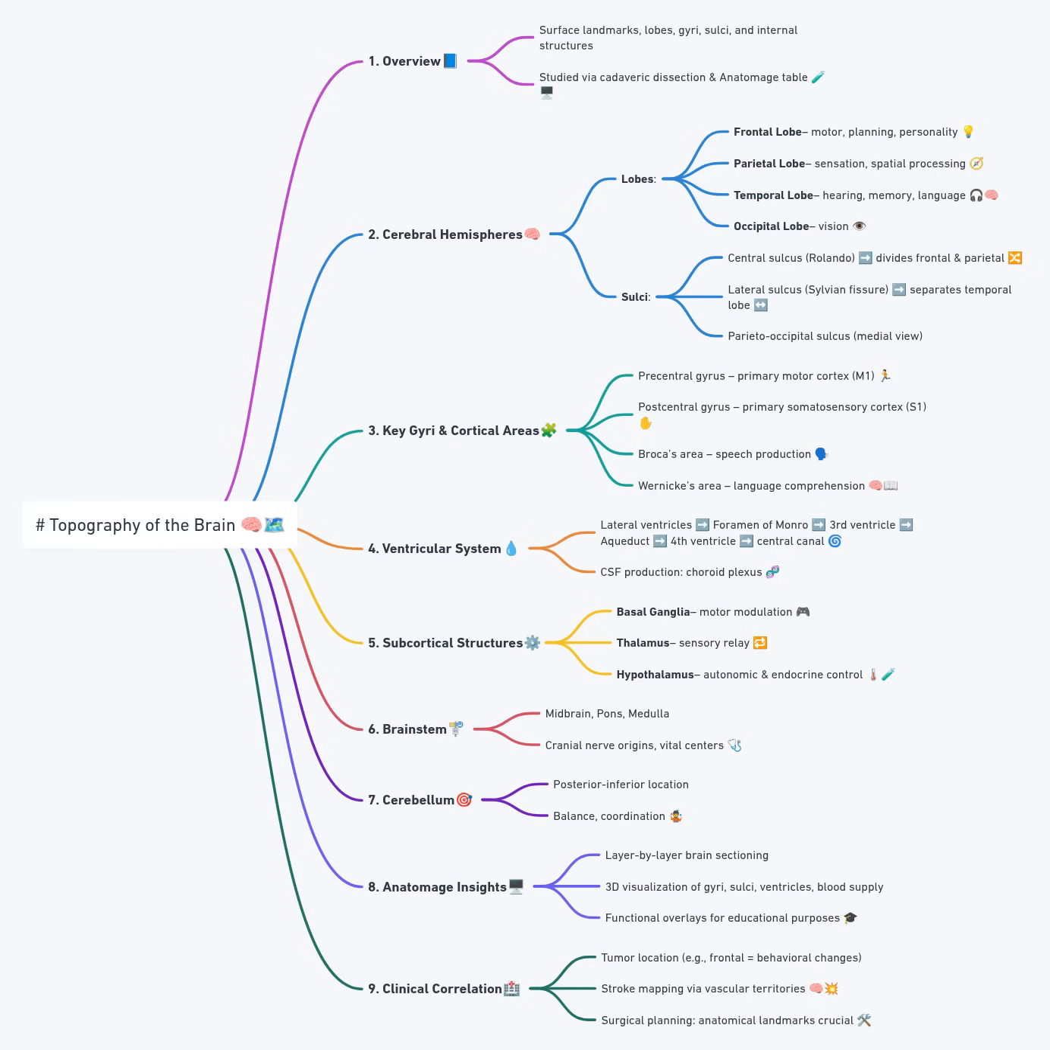Turn back to the lateral view and probe the sylvian fissure deeper to reveal the insula and the extreme capsule. On the Anatomage, toggle white matter tracks to show the superior longitudinal fasciculus connecting frontal and parietal lobes, and the uncinate fasciculus linking orbitofrontal cortex to the temporal pole.